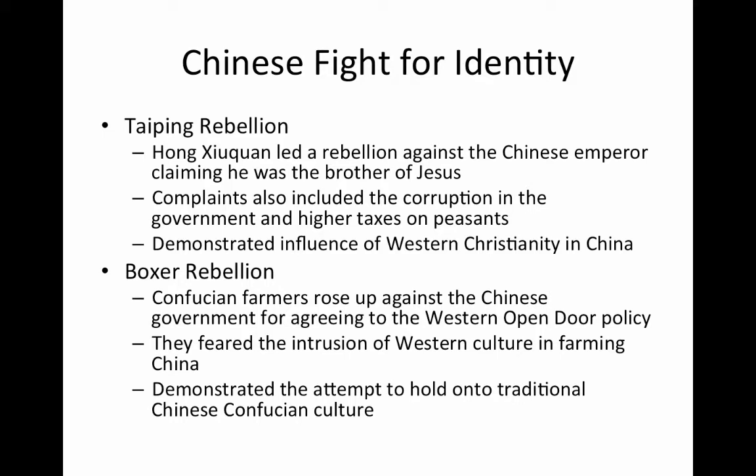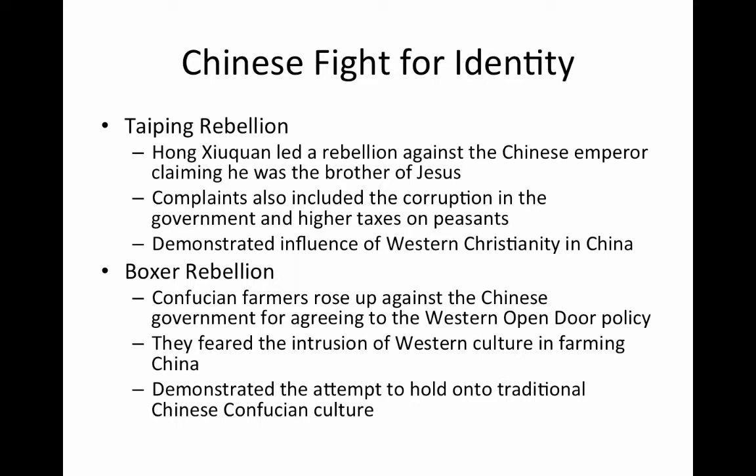The Chinese fight for identity. Within China, after the Opium Wars, there were two major revolutions that took place. One was the Taiping Rebellion. In the Taiping Rebellion, a man named Hong Xiuquan led a rebellion against the Chinese emperor, and he claimed that he was the brother of Jesus. His complaints and his fellow rebels' complaints included the corruption in the government and higher taxes on peasants.